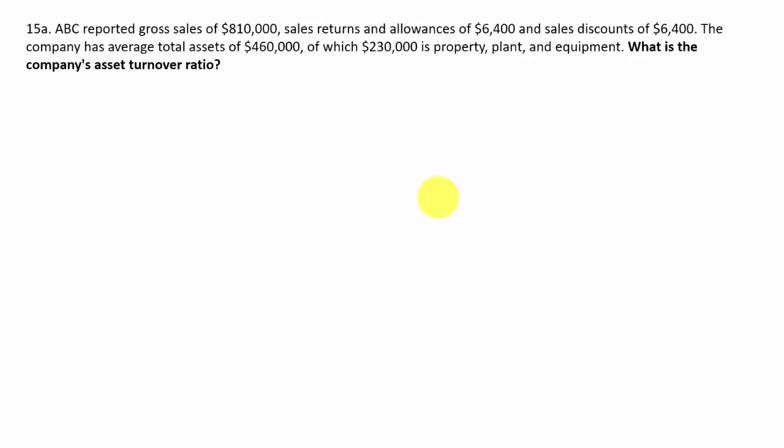Now we got another one here. They want to know, what is the company's asset turnover ratio? Asset turnover is net sales divided by average assets.